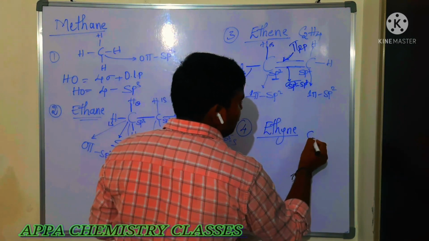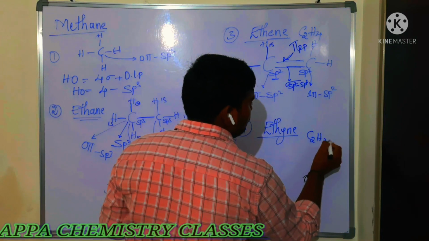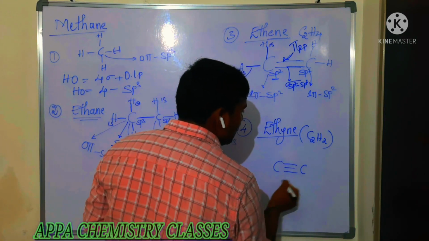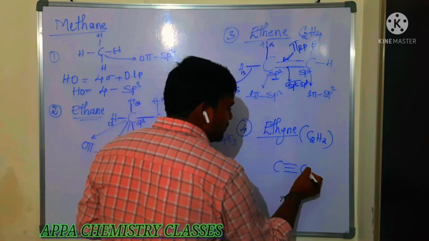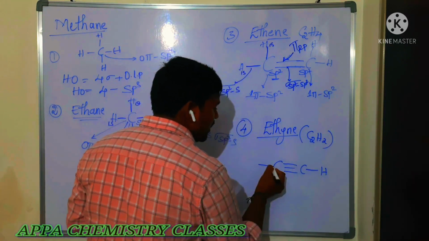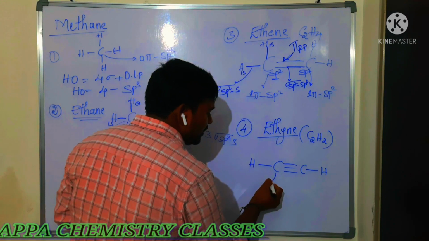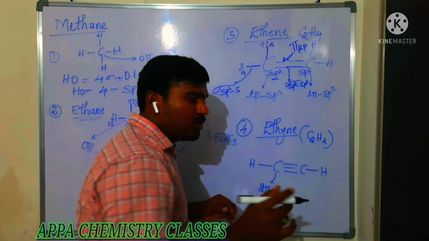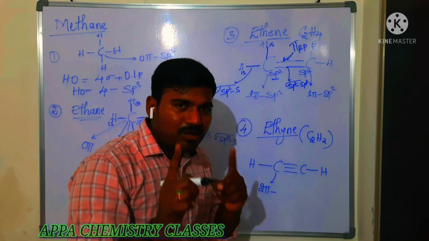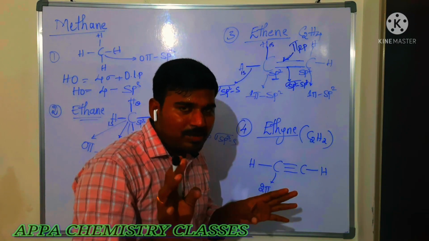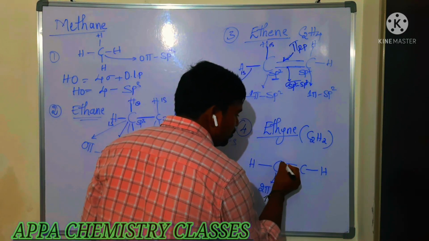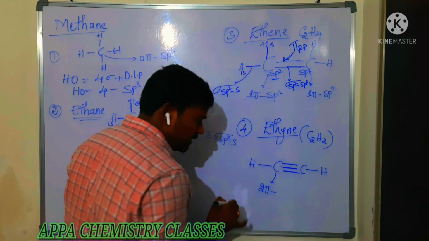Ethyne's formula is C2H2. Now here, carbon to carbon, how many bonds are there? 3 bonds. So that is one hydrogen atom for each carbon. So this carbon is having how many pi bonds? 2 pi bonds. Out of multiple bonds, one will be the sigma bond, remaining all will be pi bonds. So this is only the one sigma bond, remaining 2 will be pi bonds. Is that clear?